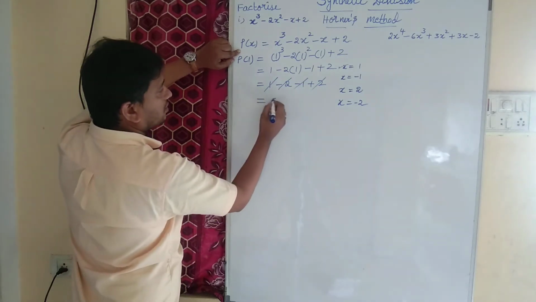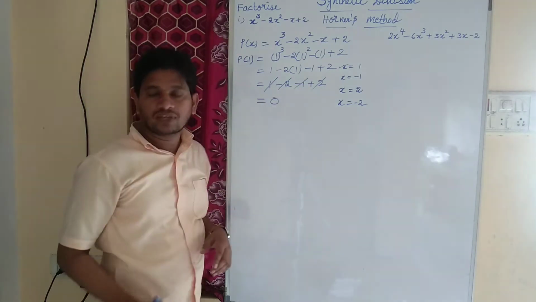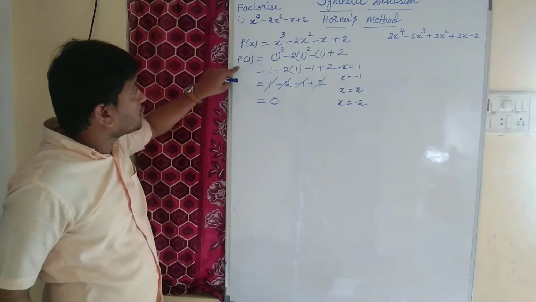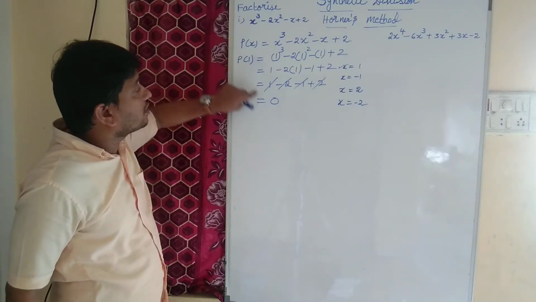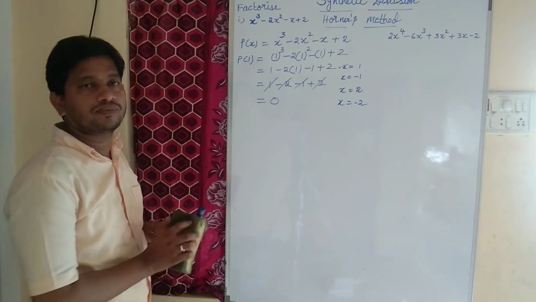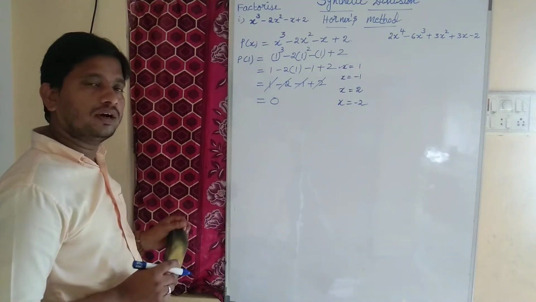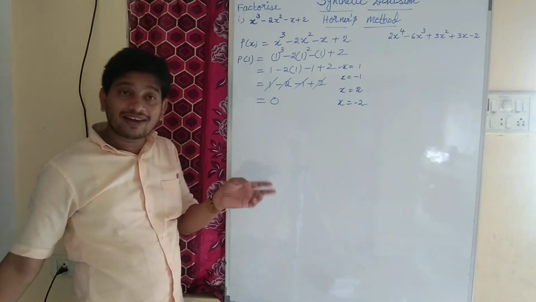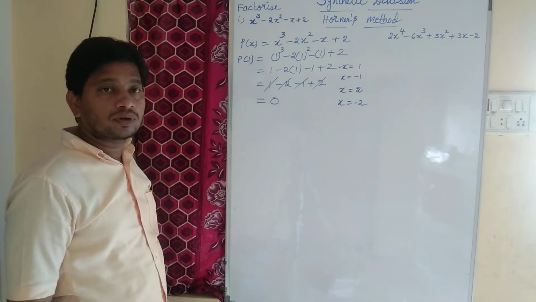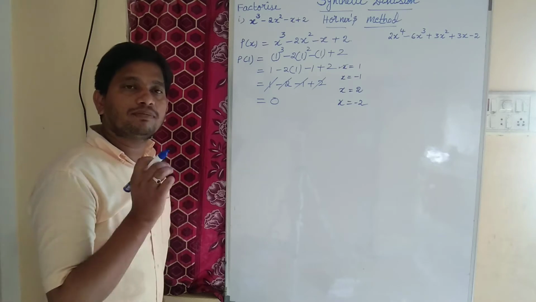What is the result, children? Result is 0. I mean when we substitute 1 in place of x, we got the answer 0. Then we say that x is equal to 1 is a zero of the polynomial. So we have to find the remaining 2 zeros by using the synthetic division method.